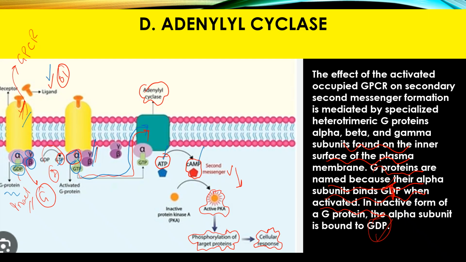Cyclic AMP in turn activates PKA, the protein kinase A enzyme. This protein kinase phosphorylates, or adds a phosphate to, an already present protein within the cell, and this target protein, when phosphorylated, will act as a cellular response. We will see in the next slide how this cellular response will work.